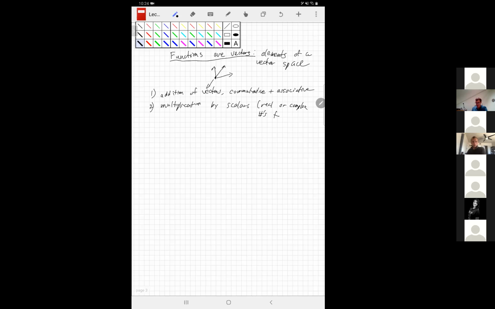Real or complex numbers for our purposes, but there are plenty of other types of scalars. And those scalars are elements of what the mathematicians call a field. And that is distributive and commutative.